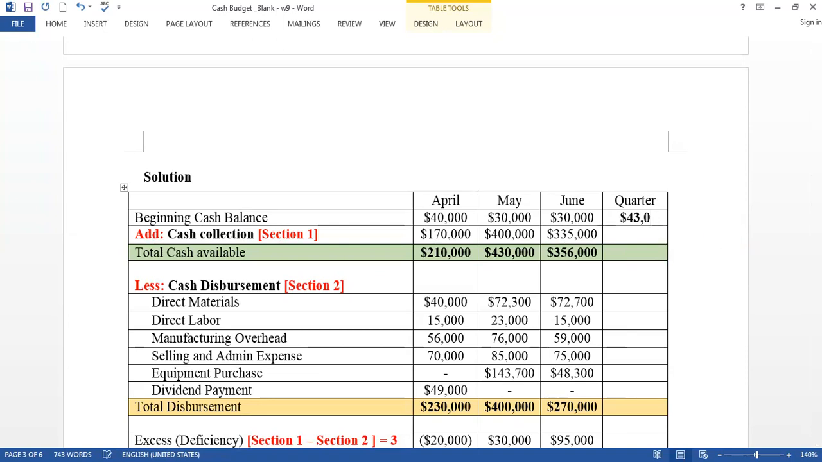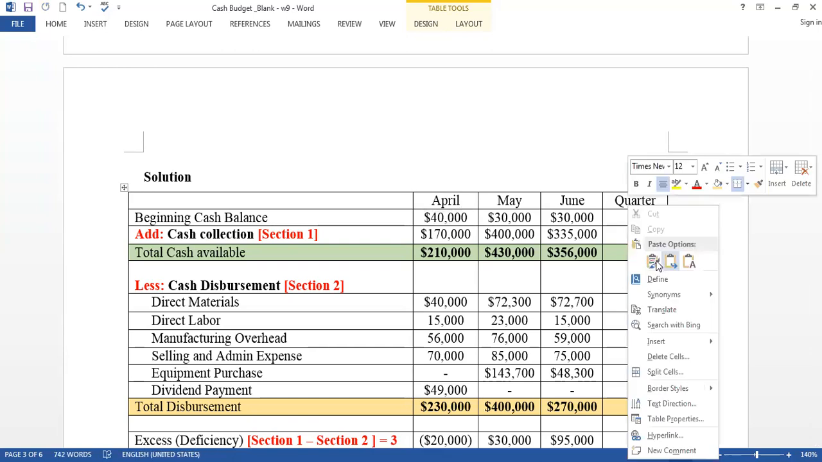Because this is the second quarter, right? What is the beginning cash of the second quarter? Because this quarter includes April, May, June, right? Now the beginning balance of the quarter should be which amount? $40,000. Very good, because April is the beginning of the quarter, right? Yes, most of the students will make this mistake. So beginning of the quarter is the $40,000.